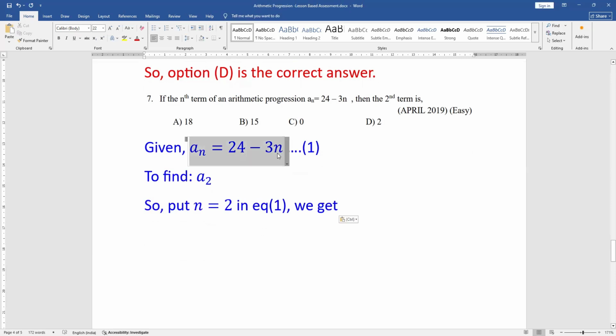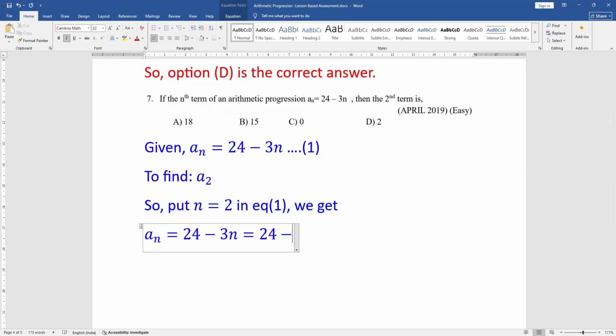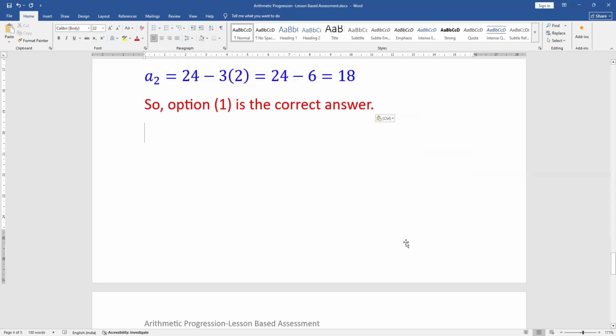So I write here, an equals 24 minus 3n, equals 24 minus 3. Here I directly replace n with 2. Here 3 into 2. So which is equal to how much? 24 minus 6. So 24 minus 6 comes to 18. So option 1 is the correct answer. Right? So I go for the next question.